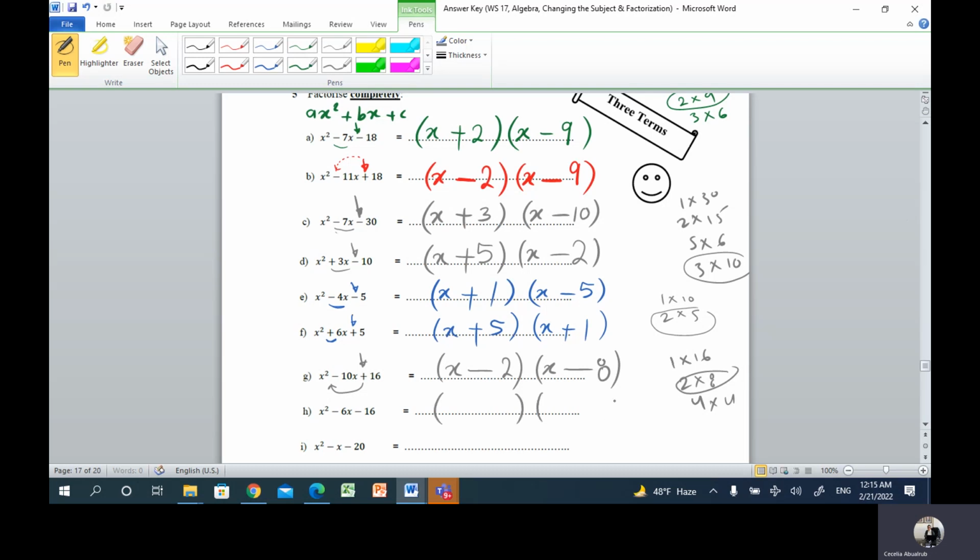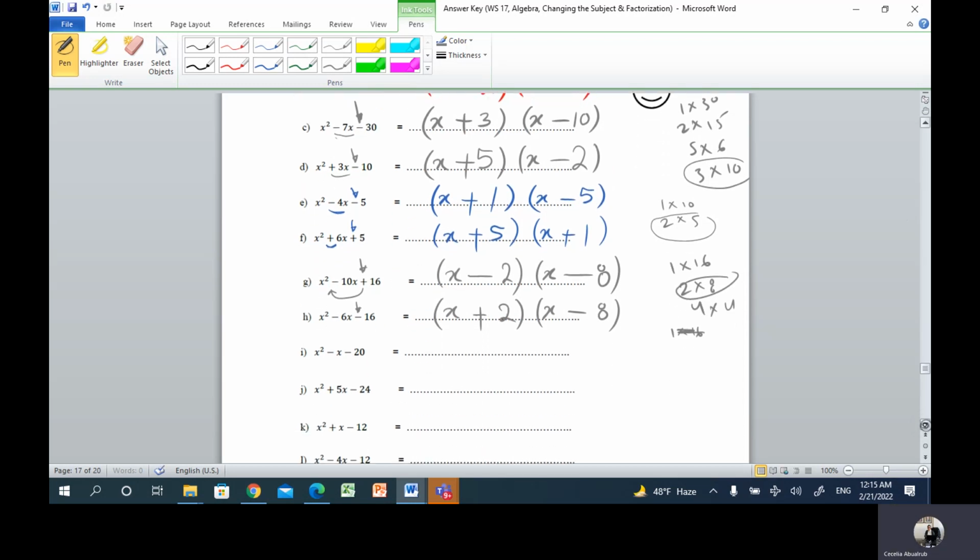So open two brackets. Look at the last term, which is the c. It's negative, so I have to take plus, minus, and then x squared, it's x. The 16 is 1 times 16, and 2 times 8, 4 times 4. So we're going to take the 2 and 8 because the difference between them is 6. So 8 is greater than 2, and the middle term has the negative sign, so the 8 will be here and the 2 will be here. We always check by expanding.